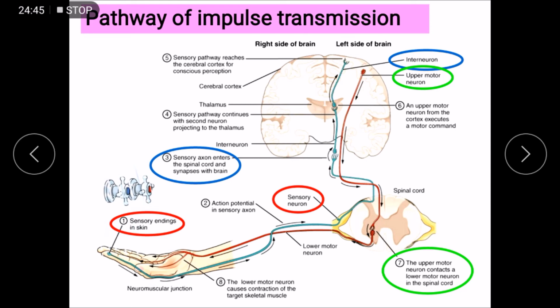Sometimes it will have one or two interneurons in between, but most of the time it depends on what type of response you need. If it's a fast one, then you need a shorter pathway. If it's a long one, then it's a longer way, and it will go into the brain. Later we will see the reflex response.